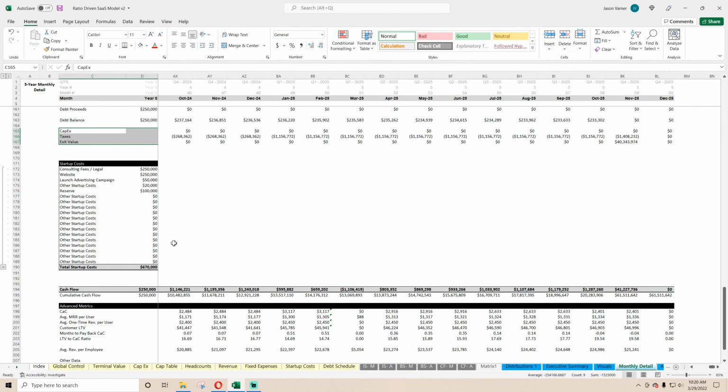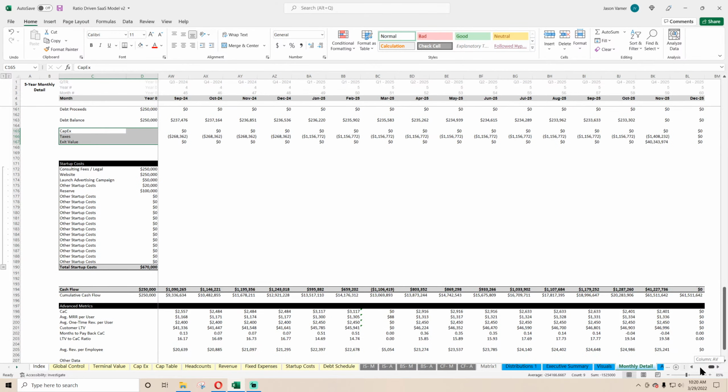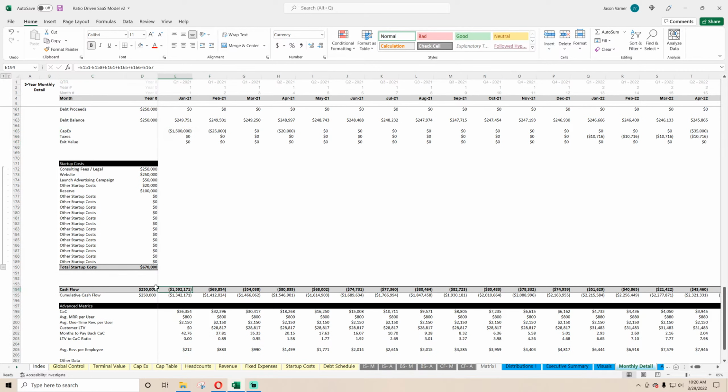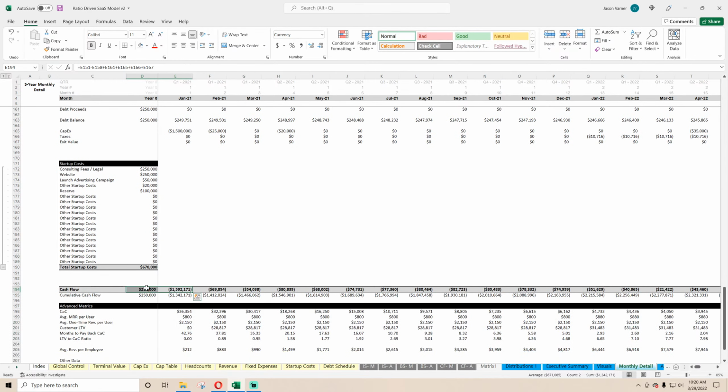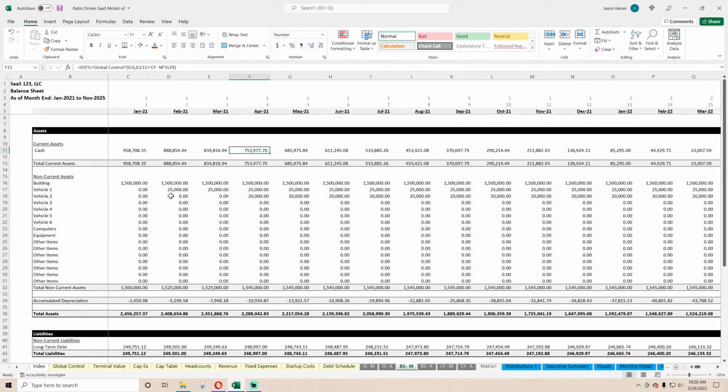Let's make sure we're summing these up right. So this cash amount here. Ah, startup costs. We didn't subtract out startup costs, so minus this as well. Okay, now let's go back. There we go. And then we should see a zero balance here at some point. No, negative. Okay, we're still out by something, but that's a lot closer.